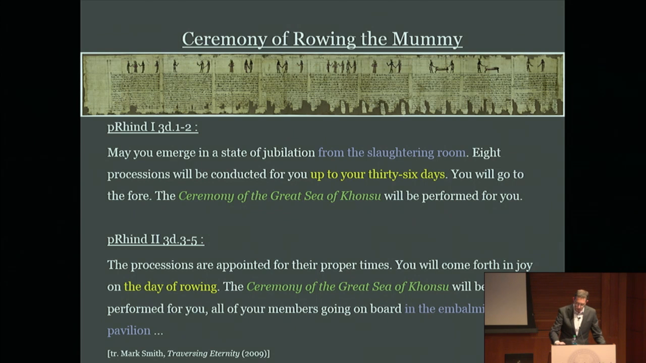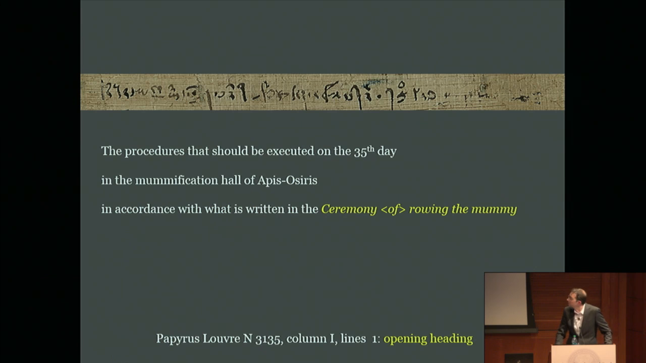Now we can better understand the opening label of the Artemis Papyrus. The Artemis Papyrus gives the ceremonies that were conducted on the 35th day when the eviscerated and desiccated corpse was transported to a new, clean room where it would be anointed and wrapped in mummy linen, to be buried eventually on the 70th day. The Artemis Papyrus preserves the transcript of the rituals of this day of rowing, as the 35th day is called in the two other funerary papyri. And indeed, the heading states that the transcript is in accordance with what is written in the ceremony of rowing the mummy. There we have a beautiful match, rowing and rowing.